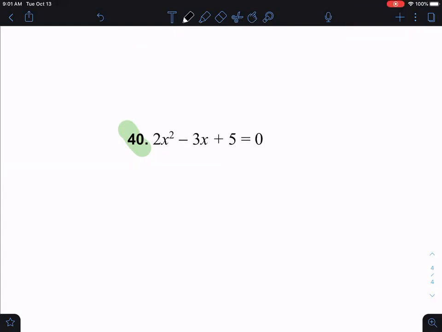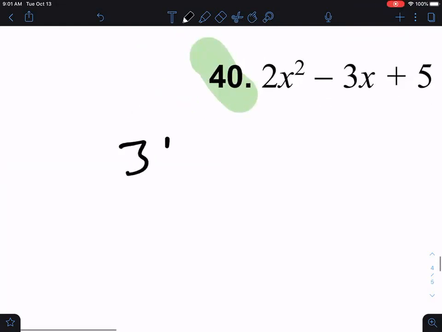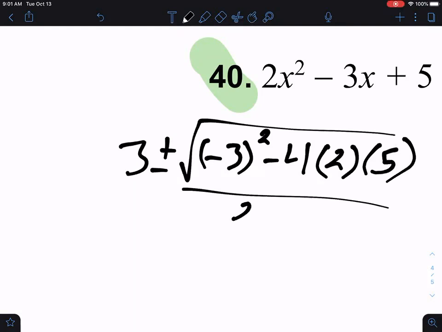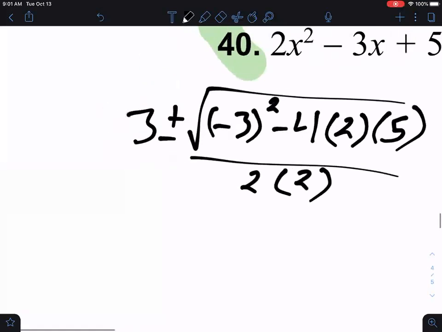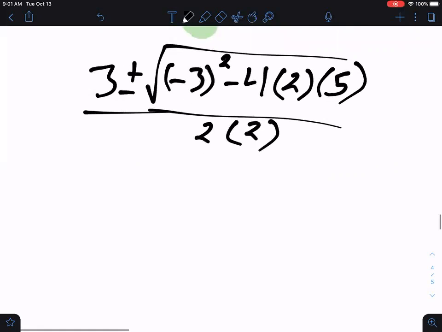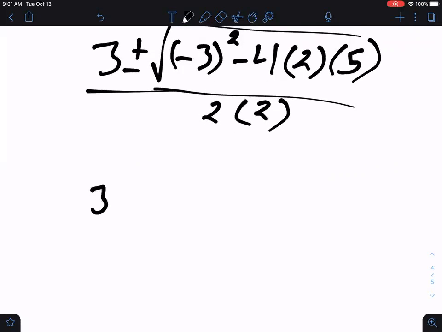Quadratic formula. Good. Opposite b, plus or minus square root b squared minus 4ac, all over 2a. Do me a favor, extend your fraction bar to be under your 3 as well. Thanks. All right, then he's going to drop down 3 plus and minus square root. He's going to type that in his calculator.